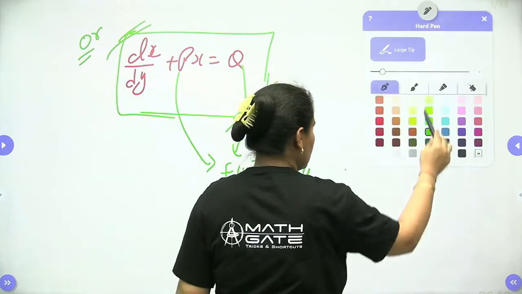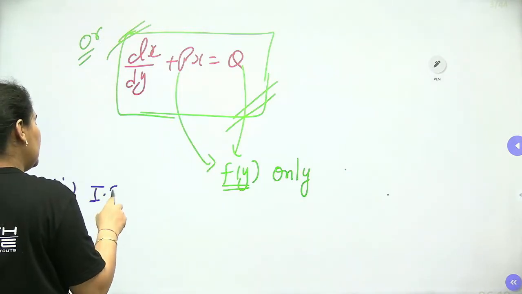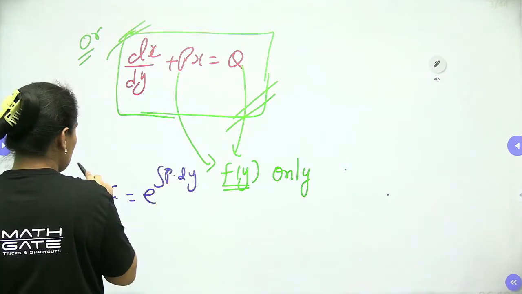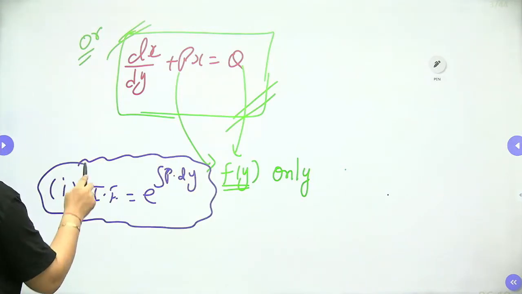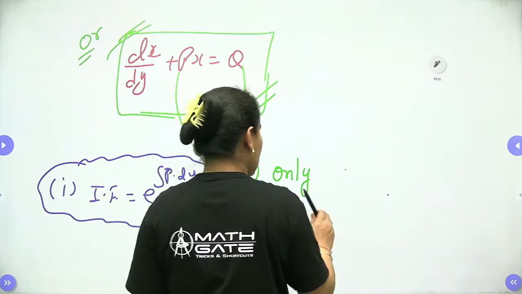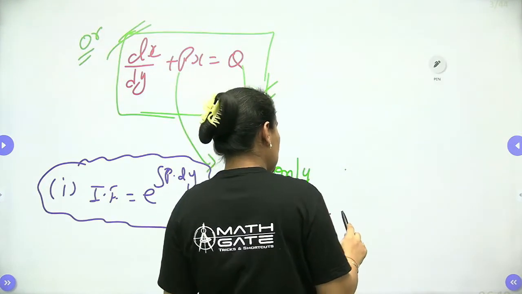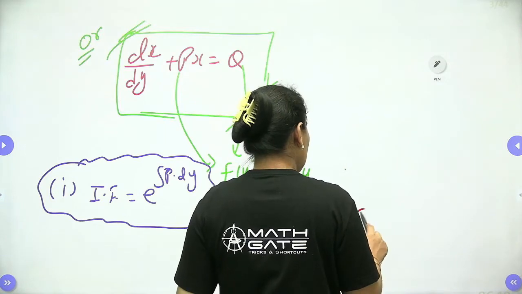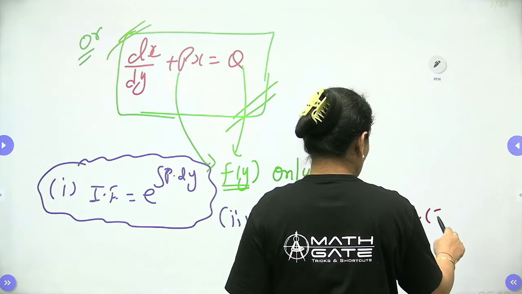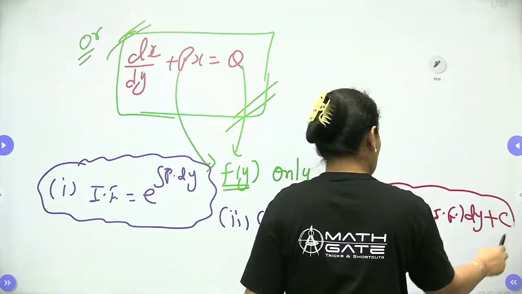In that particular case also we will find the integrating factor. So first of all we will find the integrating factor, which will be e to the power integration p dy, dear students. After that we will find the general solution, and the general solution will be x into integrating factor is equal to integration of q into integrating factor dy plus c, right? So we can approach it like this only, dear students.